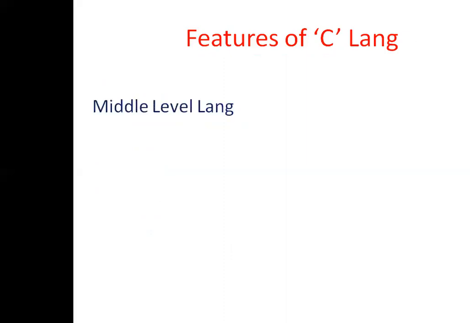Then our next concept, features. Let us see what the features of this C language are, and why it is distinct from other languages. So the first feature is that it's a middle level language. Why is it called a middle level language?